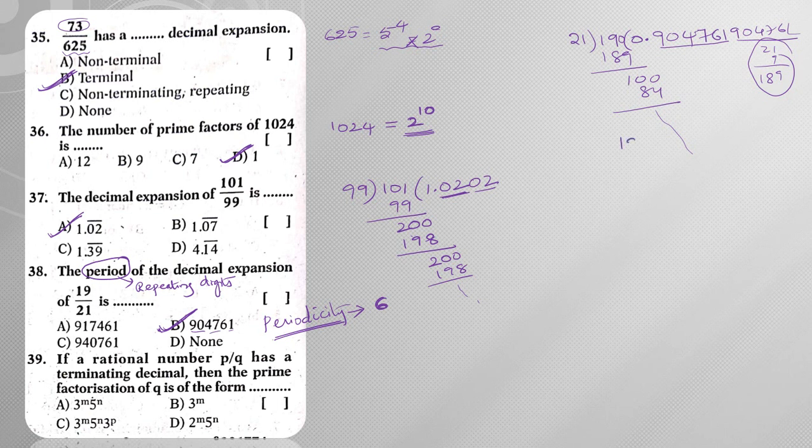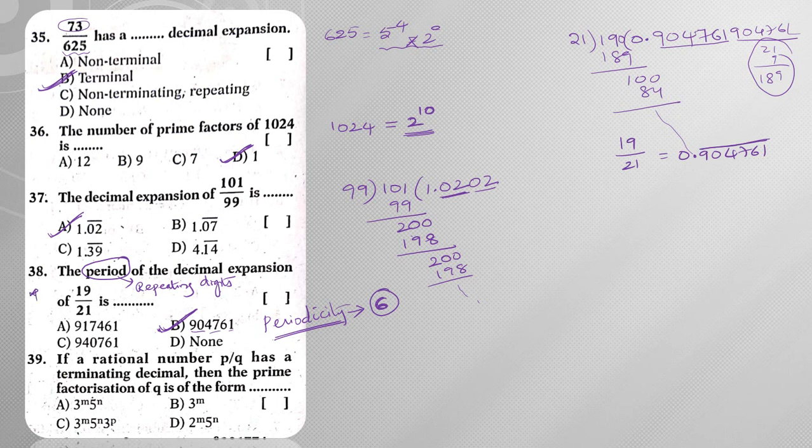That means this 19 by 21 I can write as 0.904761 with the bar on these 6 digits. Now on how many digits is this bar present? That is the periodicity, the number of digits. The digits which are being repeated are called the period, right? I hope you have understood this question, right?